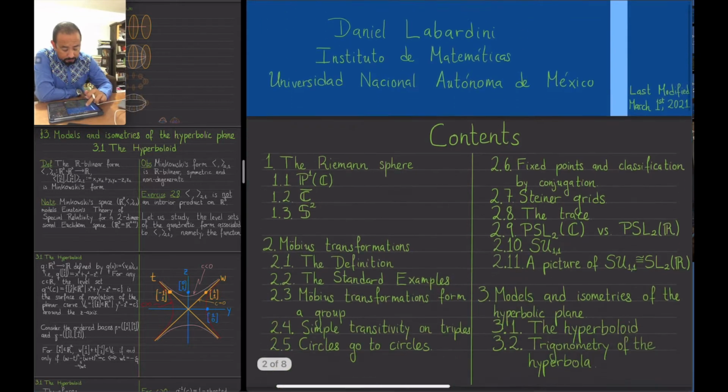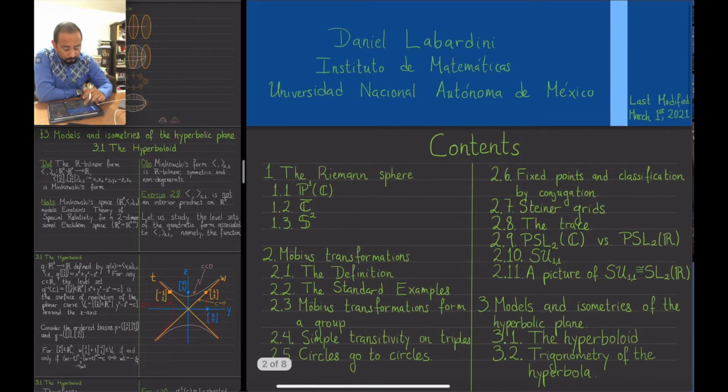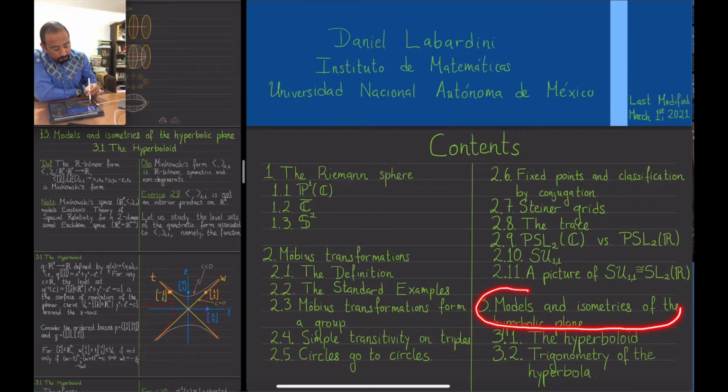Today I'm going to start with the third chapter of the course, about the models and isometries of the hyperbolic plane. In this chapter, I'm going to introduce three models for the hyperbolic plane, namely the hyperboloid, the upper half plane, and the Poincaré disk. I'm going to start with the hyperboloid as a Riemannian manifold under Minkowski's form.